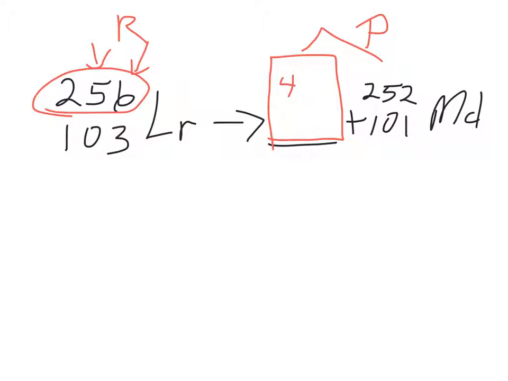Here I have 103, so these two must equal 103. So 101 plus 2 gives me that 103, correct? This is an Md. Okay, now how is it that I'm going to look for my symbol?